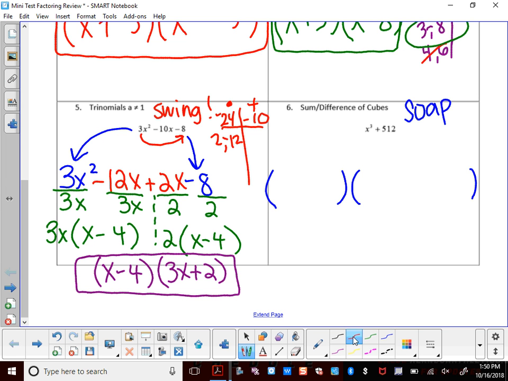Alright, so let's look at my problem. X cubed plus 512. What is the cube root of x cubed? Just x. What is the cube root of 512? Grab your calculators and you can hit math 4 and then type in 512. That's how you bring up your 8. Everyone get 8? Math 4, 512. Alright. Those two cube roots will go in my first parentheses.